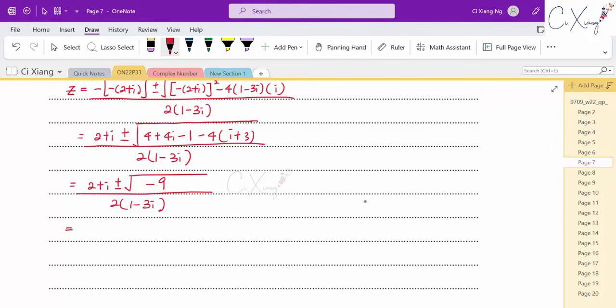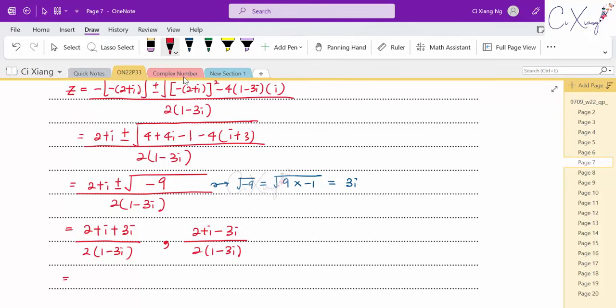Okay, so next step, for the negative 9, square root of negative 9 can be written as square root of 9 multiplied with negative 1. So square root 9 is 3, square root negative 1 is i, so eventually you are having 3i here. Then I'm having two answers now. One is 2 plus i plus 3i divided by 2 times 1 minus 3i. Another answer will be 2 plus i minus 3i, then divided by 2 times 1 minus 3i.